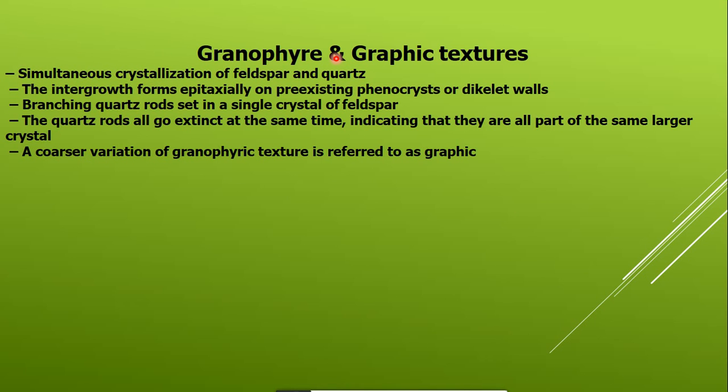Granophyric and graphic texture is a special type of texture which is formed at the eutectic point in the phase diagram. What the eutectic point is, we will see in the phase diagram lecture. Simultaneous crystallization of feldspar and quartz, the intergrowth forms epitaxially on pre-existing phenocrysts or dike walls. Branching quartz rods are set in a single crystal of feldspar. The quartz rods all go extinct at the same time, indicating that they are all part of the same larger crystal. A coarser variation of granophyric texture is referred to as graphic texture.